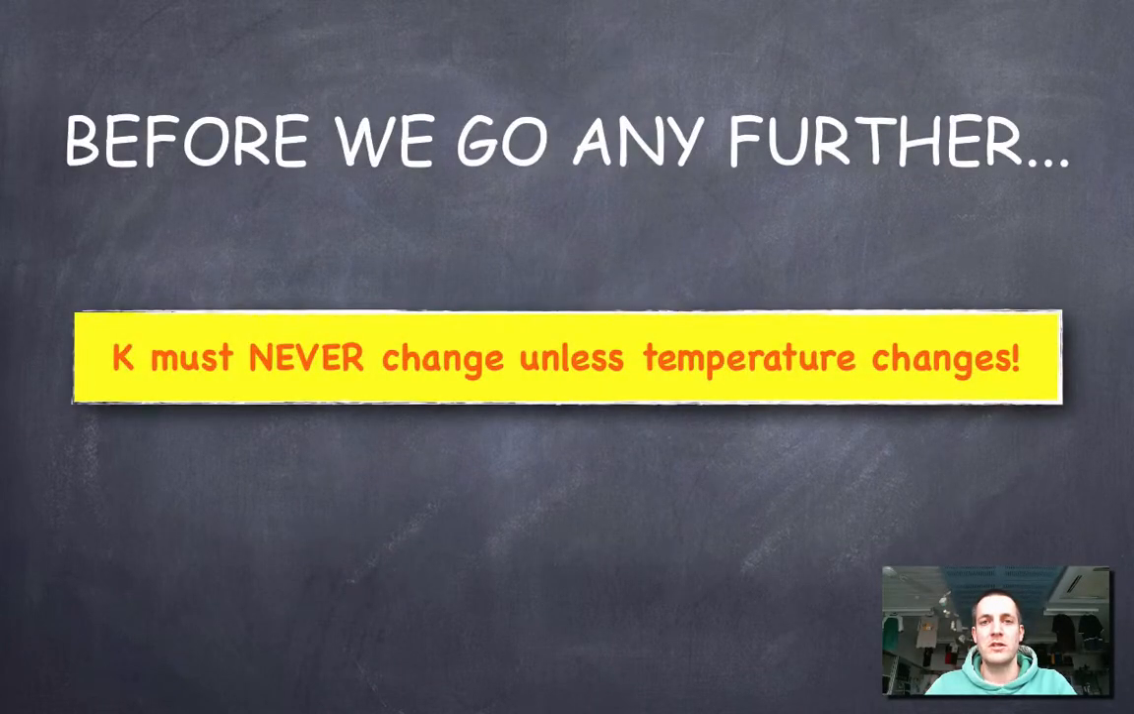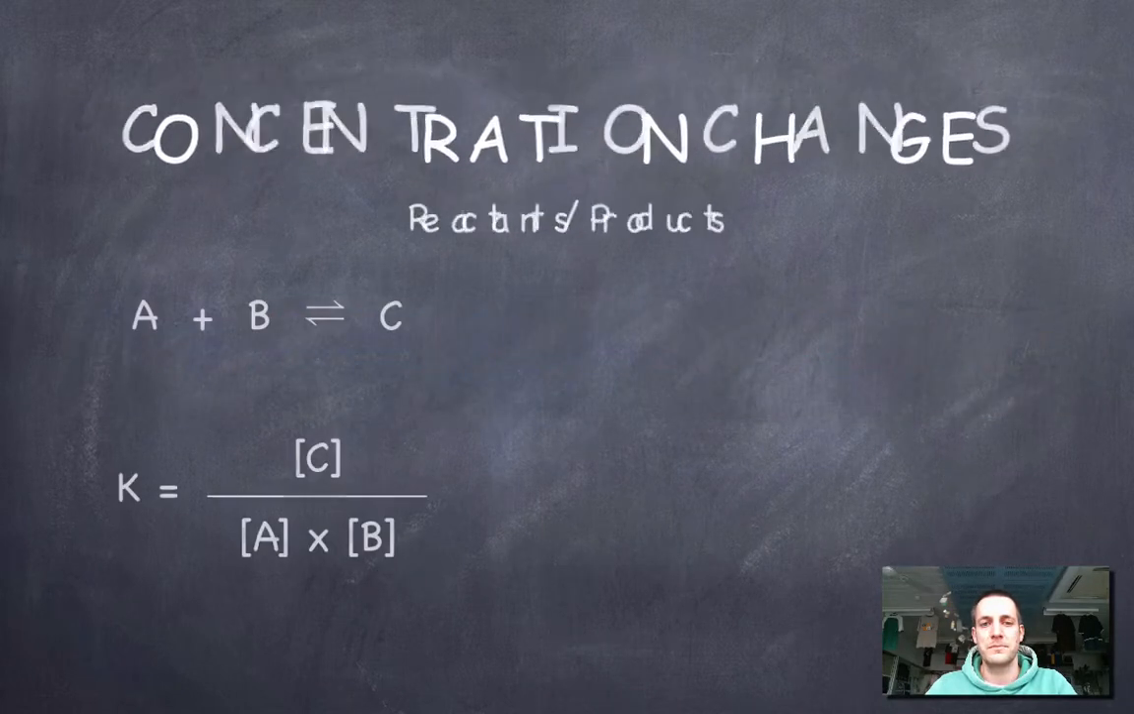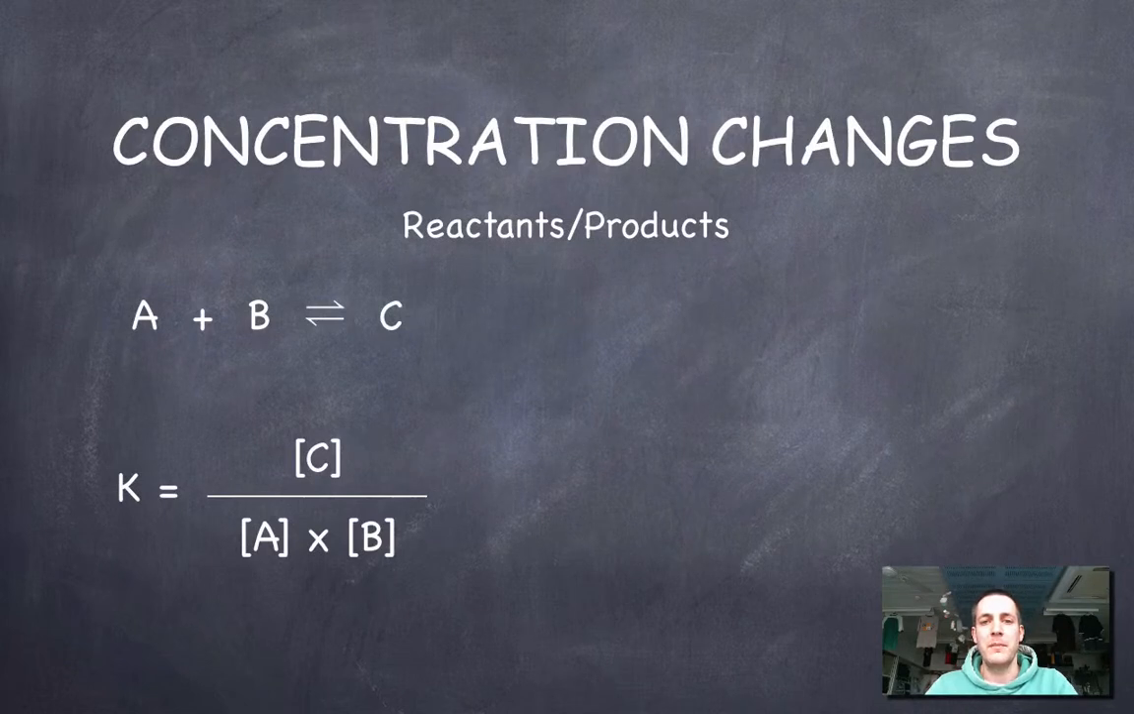It's worth just saying at this point that K will never ever change unless you change the temperature. And in spite of the fact that people know this, or at least they're told it, they still fall into little traps, and maybe we'll see why in the next couple of slides. Now, if I make some changes to the concentration of my reactants or products, and I'm asked what effect will this have on K? Well, my quick answer ought to be no effect, because I haven't changed the temperature.